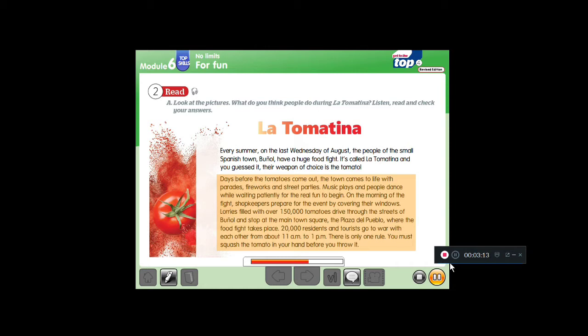On the morning of the fight, shopkeepers prepare for the event by covering their windows. Lorries filled with over 150,000 tomatoes drive through the streets of Buñol and stop at the main town square, the Plaza del Pueblo, where the food fight takes place. 20,000 residents and tourists go to war with each other from about 11 a.m. to 1 p.m. There is only one rule. You must squash the tomato in your hand before you throw it.